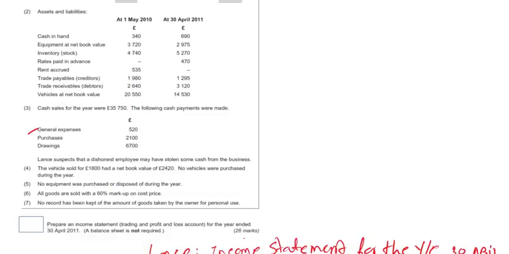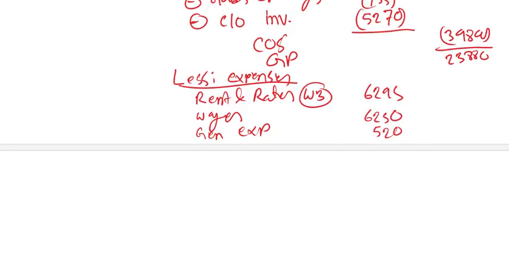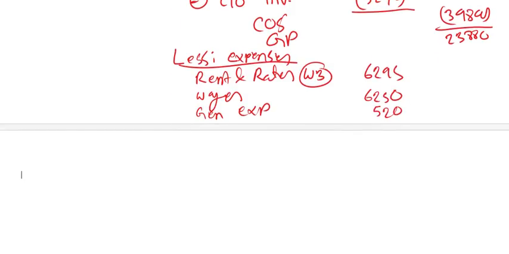We'll copy and paste these items. Your wages is 6250, straightforward, and general expenses also very straightforward, 520. You still keep getting marks for this. Now we have a loss on disposal. I think I put this as working number 8. Yes, it was 620.